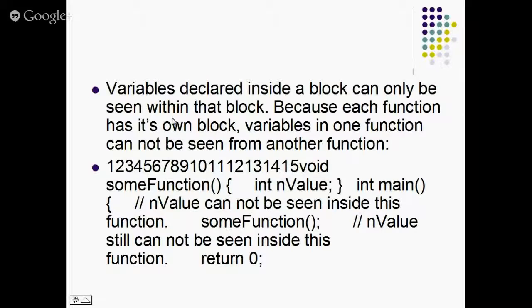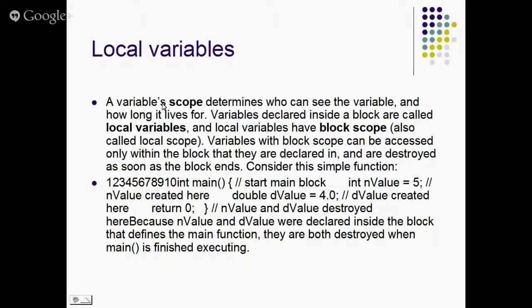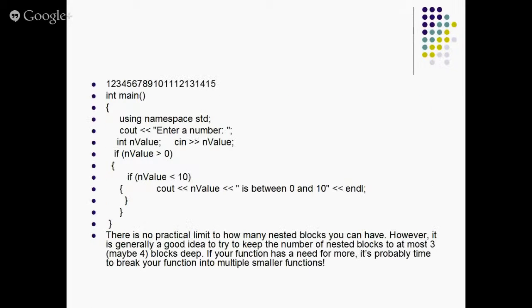So if you see, a variable scope determines who can see the variable and how long it lives for. Okay, so how do we know when the variable will die? In the memory, the variable will be there as long as it is there in that block and that block is executing. So let's say if we talk about this variable n value here, it will be live as long as the if condition is executing. The moment the if condition finishes execution, this variable dies out.